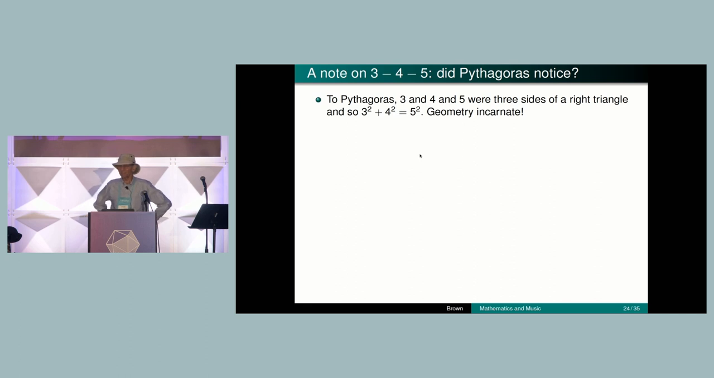Now, here's something I don't know if it's well known or whatever, but about 30 years ago, I was teaching math as a liberal art, got to talking about Pythagorean theorem and music, and somehow or other this thing emerged from that discussion. Well, to Pythagoras, 3 and 4 and 5 were three sides of a right triangle. So 3 squared plus 4 squared equals 5 squared. Geometry incarnate.